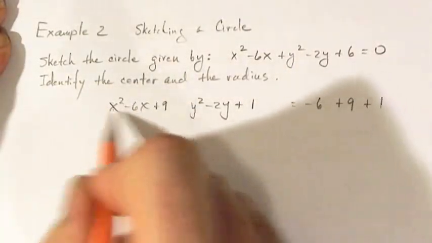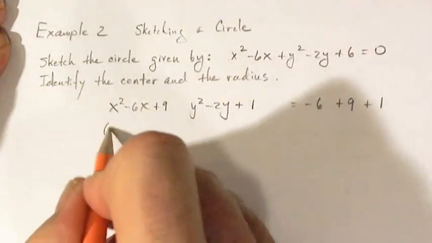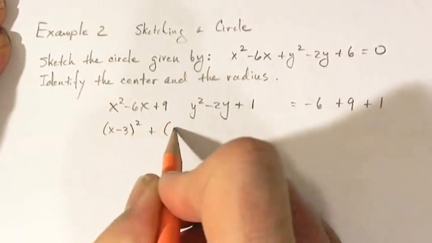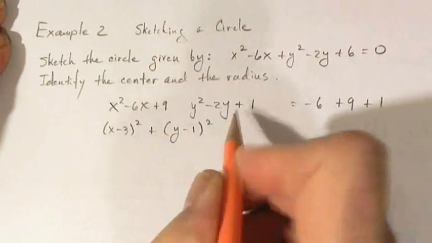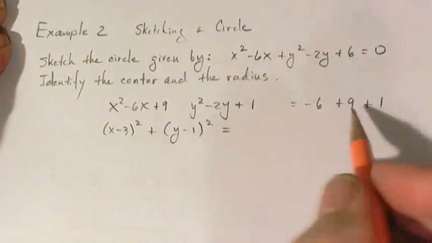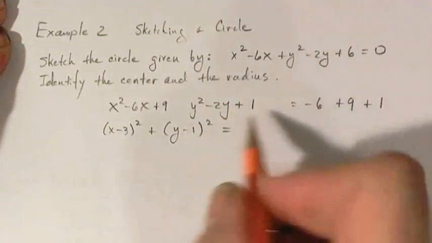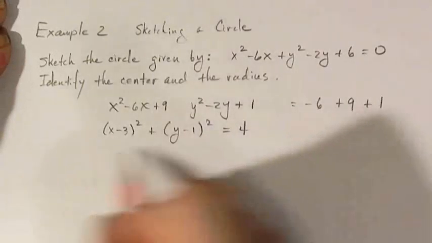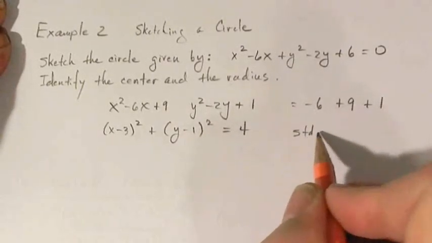Always have to balance the equation. And since these are now perfect squares, we have x minus 3 squared, y minus 1 squared equals 9 and 1 is 10 minus 6 is 4. And it's in standard form now.